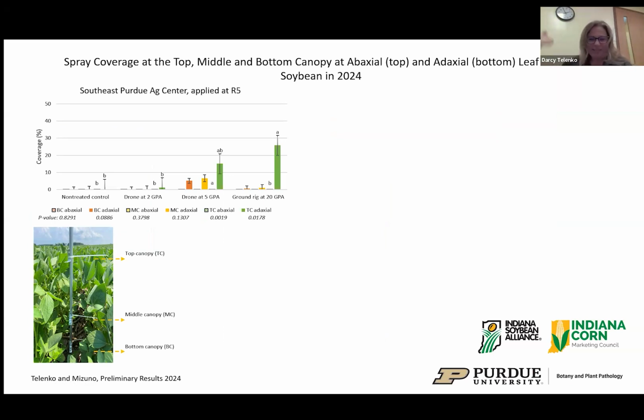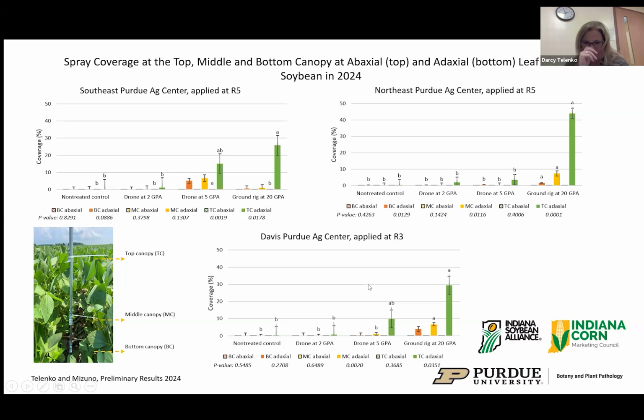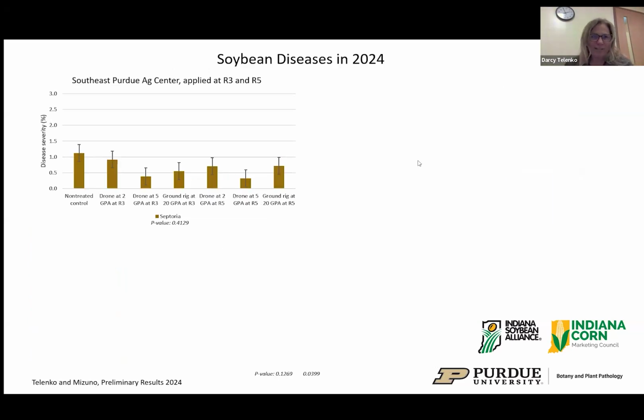Again, same kind of staggered effect. The ground rig at 20 gallons per acre in the upper canopy had the highest coverage, and it goes down from there. We pretty much saw the same results in all the locations. Depending on the location, maybe the ground rig was a little bit more than others, but again, similar results. We increased the gallons per acre, we increased the coverage within that canopy, particularly at the top and the middle part of that canopy. If we look at disease, at Southeast Purdue, we actually had Septoria brown spot.